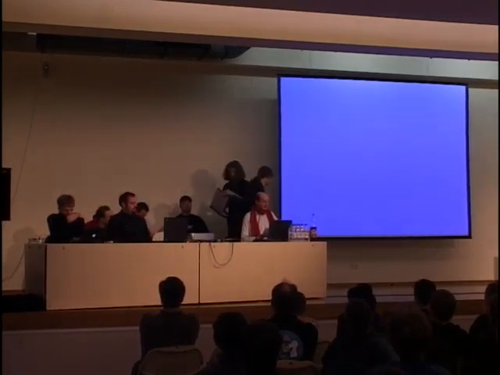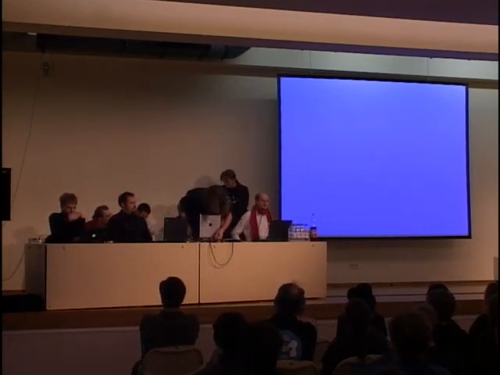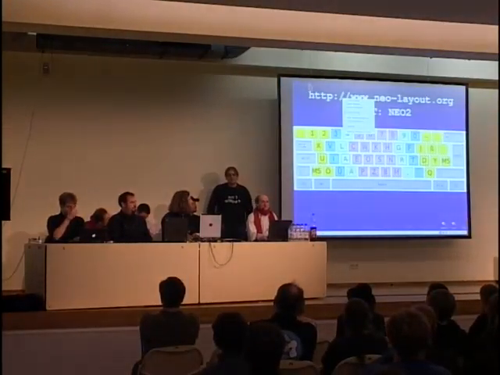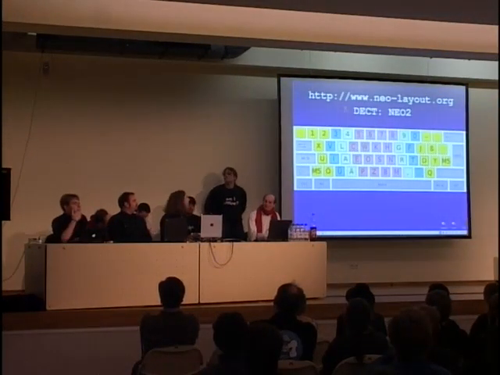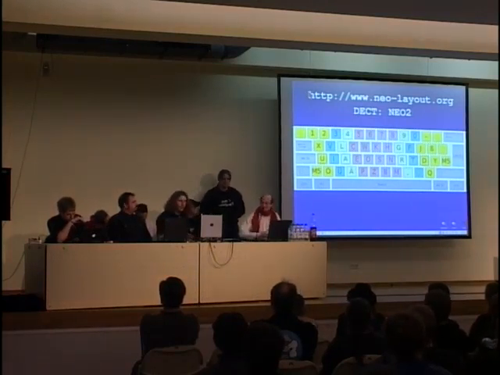This will be about a new keyboard layout. So if you get fed up with the US layout, German QWERTZ layout, or the Dvorak, everybody has Dvorak these days, there's a new one, and that's why it's called Neo. So here it is. Take it away.